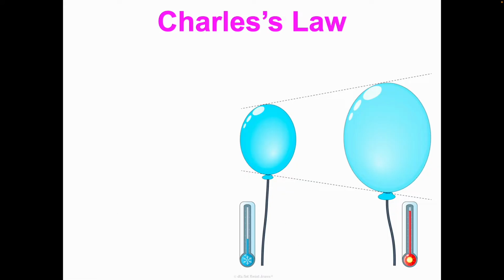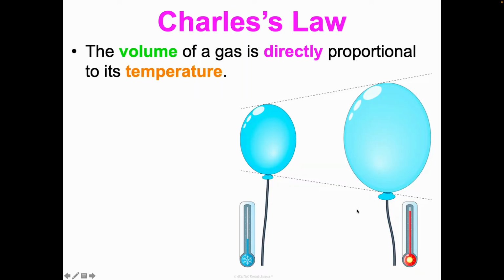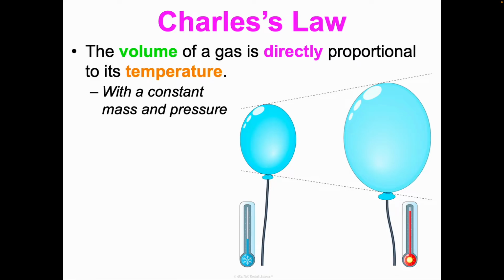This is Charles's law by Jacques Charles, and he relates volume and temperature. He says the volume of a gas is directly proportional to its temperature with a constant mass and pressure. So what that means is if the temperature goes up, the volume goes up. If we increase the temperature, we should expect the balloon to get bigger, because the gas inside it is going to need a greater volume if the pressure is going to stay constant.